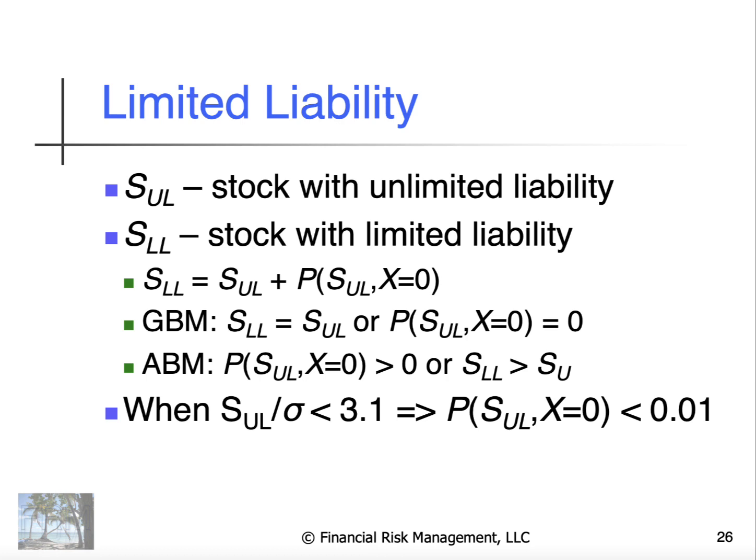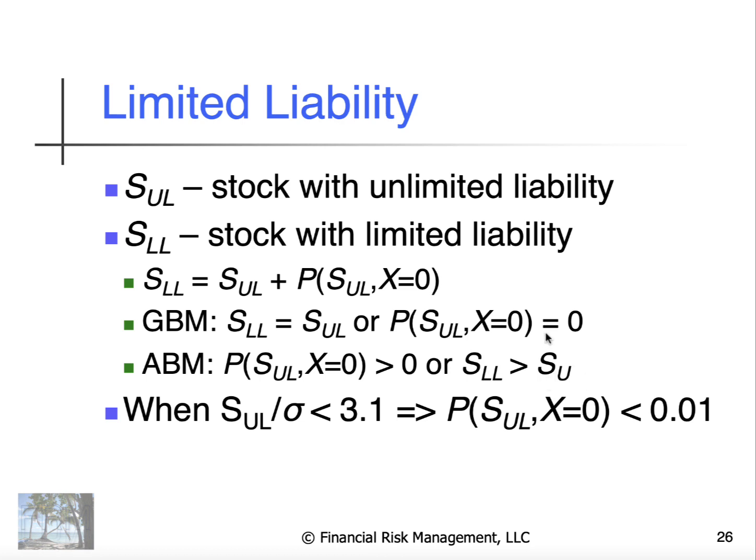And so if SUL is the stock of the unlimited liability company and SLL is the stock of the limited liability company, again, the stock of the limited liability company is going to equal the stock of the unlimited liability company plus a put. With GBM, these two will be equal. Why? Because what's the value of a zero strike put when the stock can never hit zero? It's zero. With ABM, limited liability has positive value, or that zero strike put has positive value. Therefore, the stock of limited liability is greater than the unlimited.